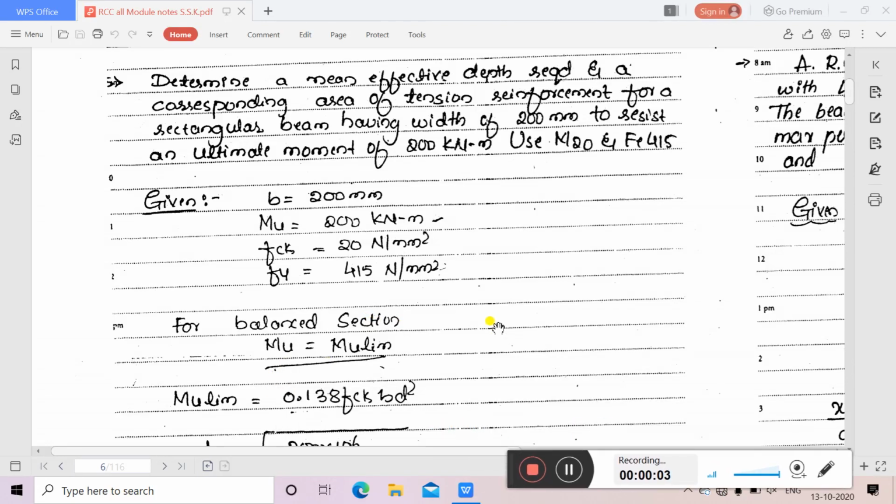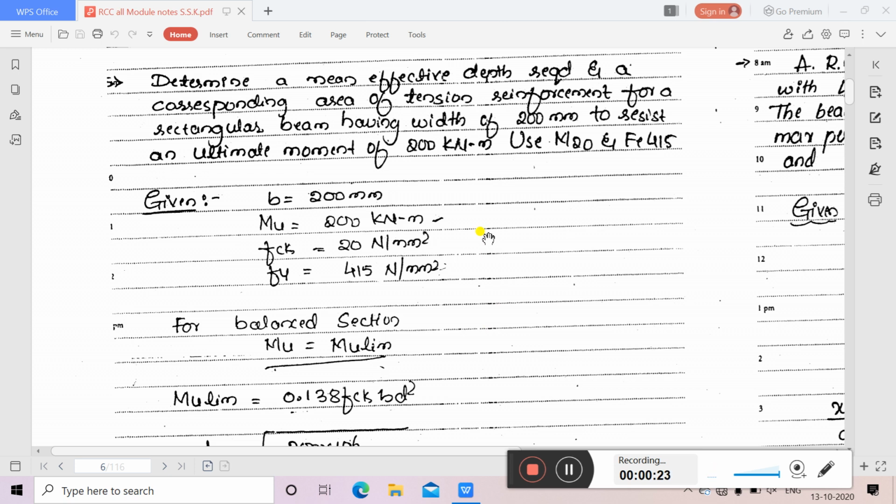Hi all. Today we'll be discussing the analysis of beams. In this tutorial we'll be solving two problems. First one is to find out the reinforcement as well as the effective depth of the beam.